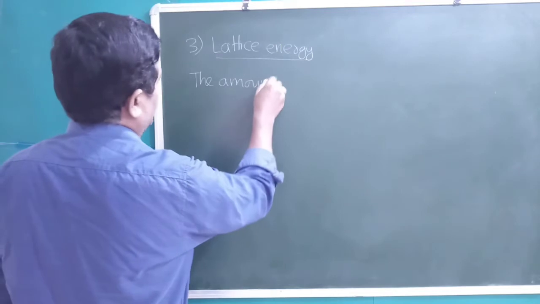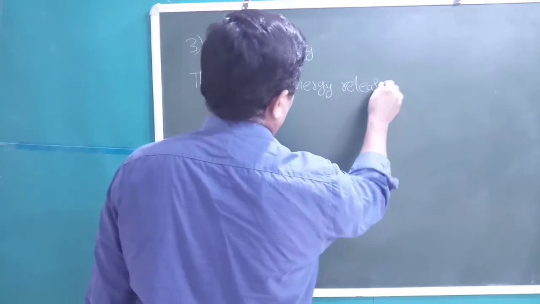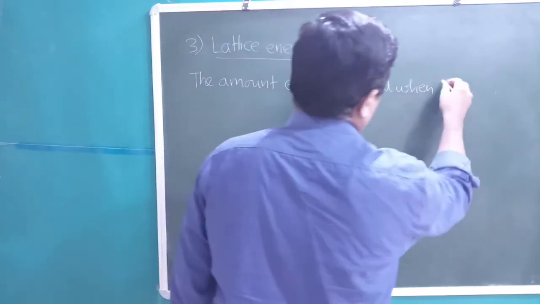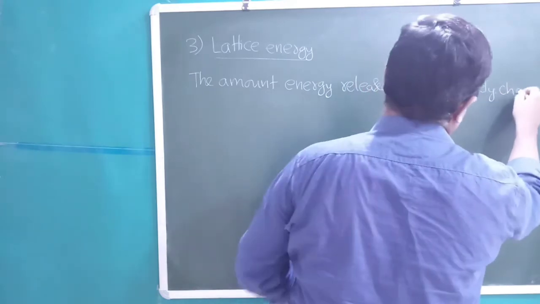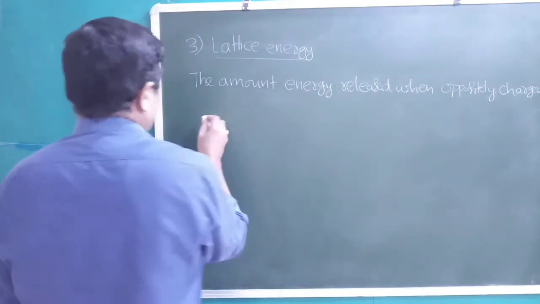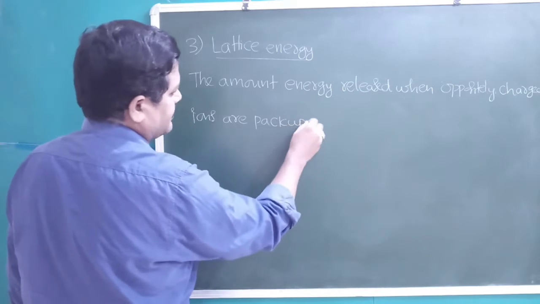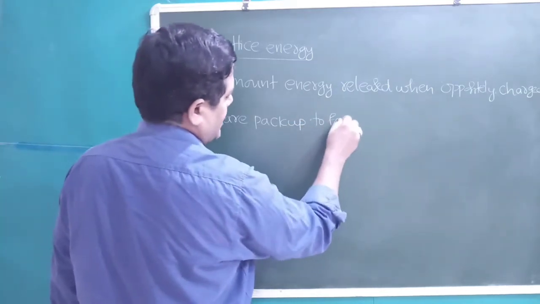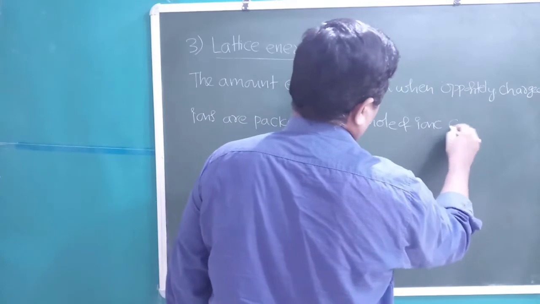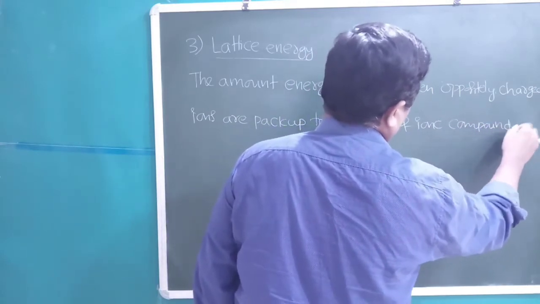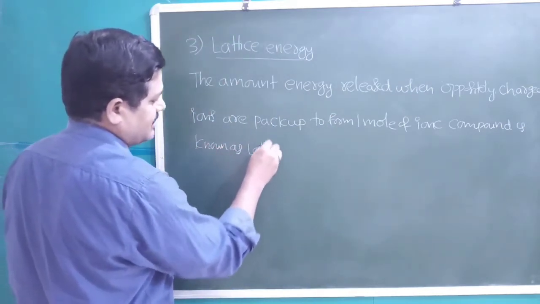The amount of energy released when oppositely charged ions are packed up to form 1 mole of ionic compound is known as lattice energy.